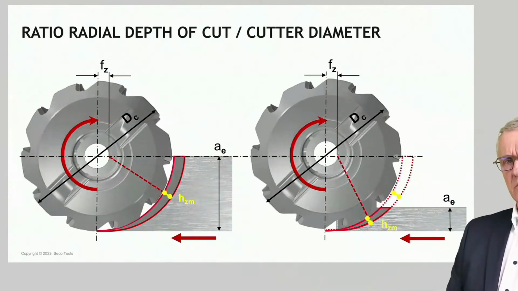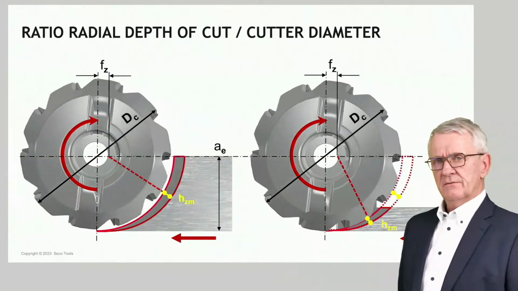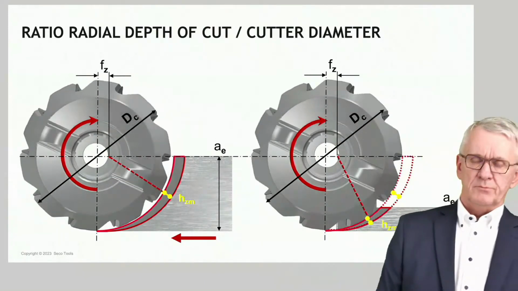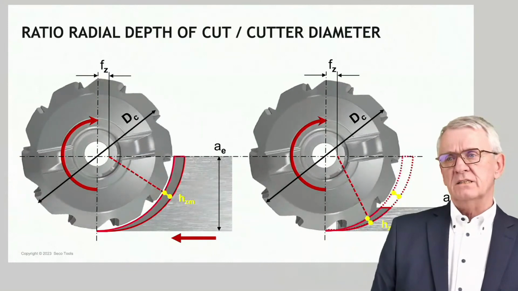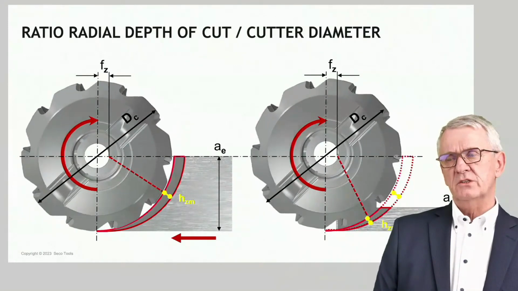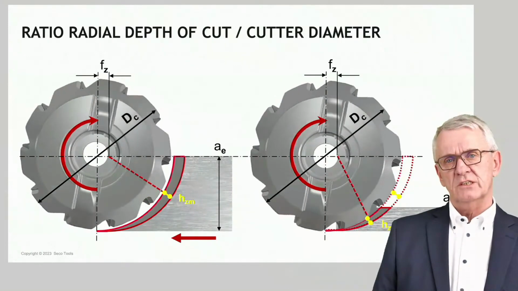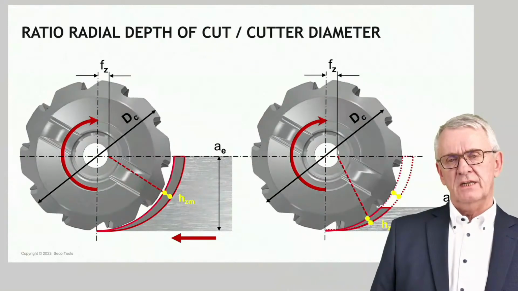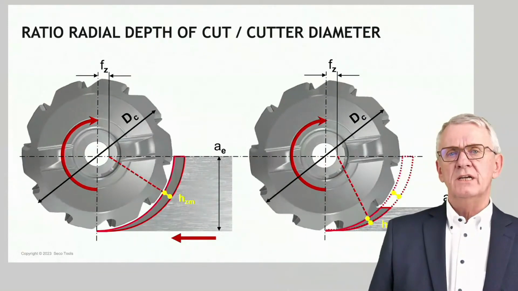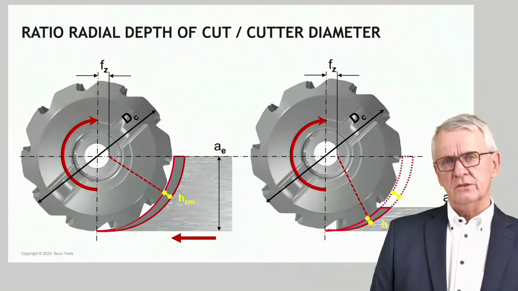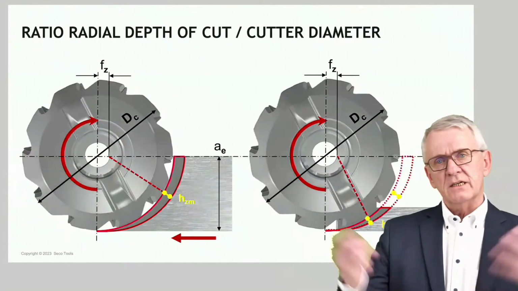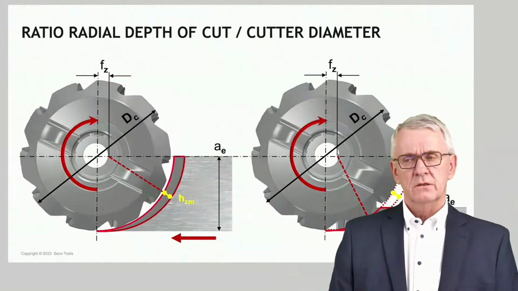So somehow the relation between feed and average chip thickness is influenced by the radial depth of cut. At the same time, you can see these two pictures as being drawn with a different scale. And the scale is such that the radial depth of cut left and right is the same. In other words, you have a milling cutter with a much bigger diameter. And then I can tell you exactly the same story.